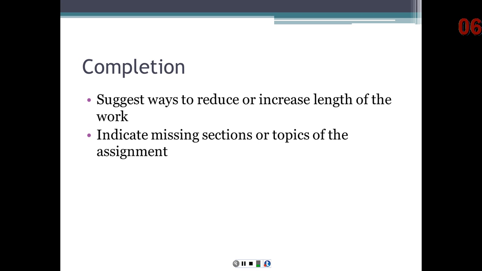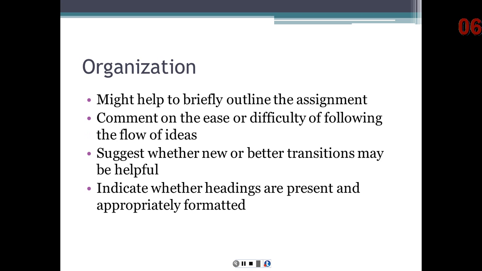And the other point I would like to point out on completion is that you could possibly indicate any missing sections or any topics of the assignment that they did leave out. So don't just give them a score and leave it at that. In your comments, I want them to be substantial and specific so that they can take that feedback and improve their paper.